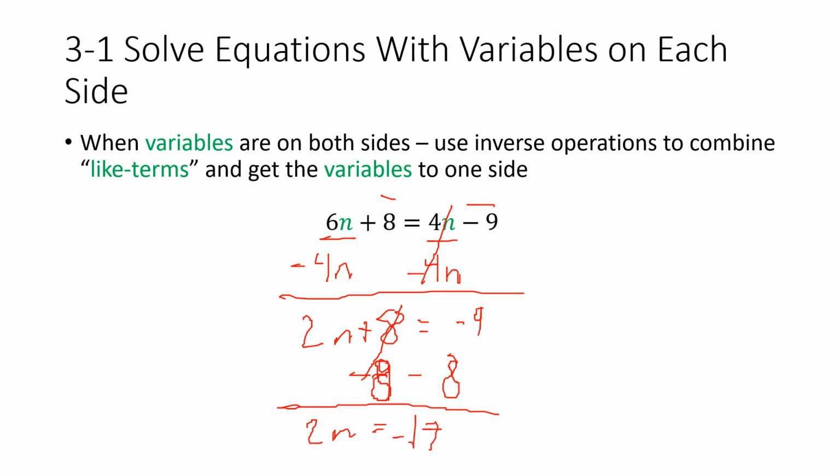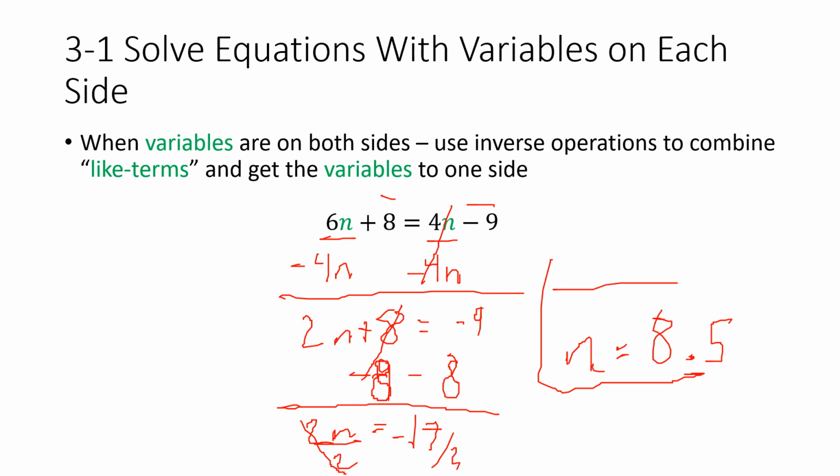All right, last step. 2 times n. The inverse of multiply is divide. So -17 divided by 2. We should be left with n equals 8.5. All right, so that's our answer. Box it in. Don't let me forget that. I don't want you guys to forget that. All right, so that is your answer.